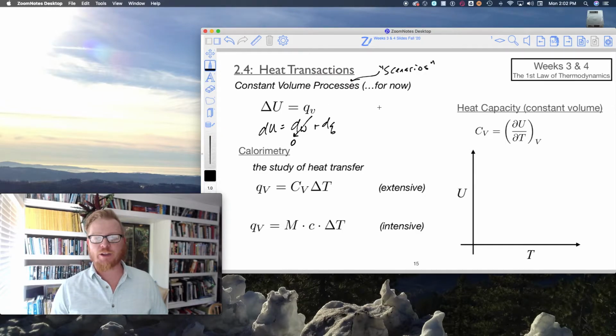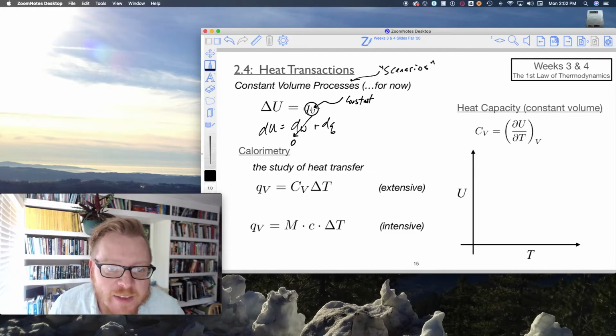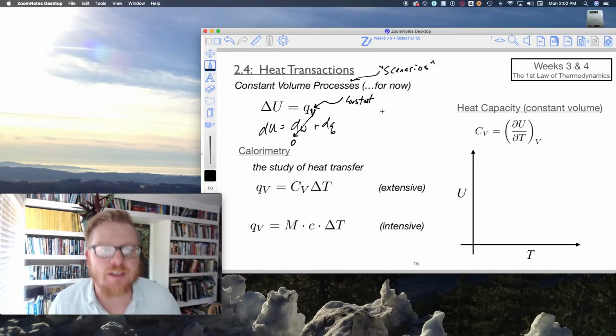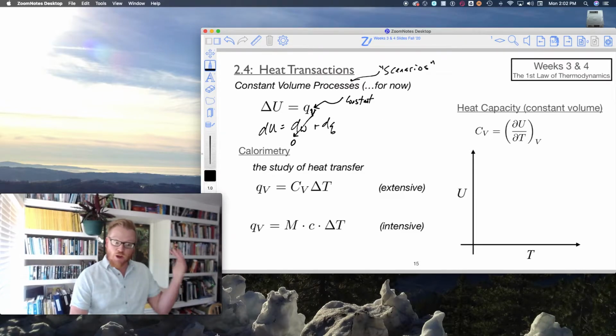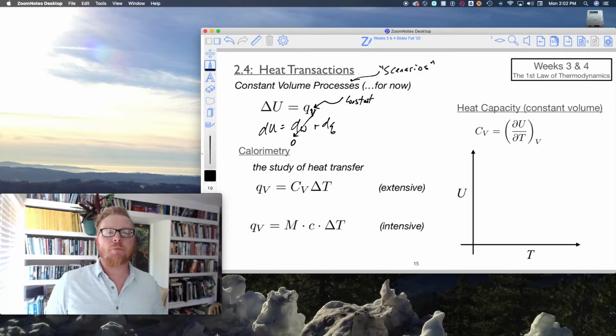Something I want you to get used to in this class: the subscript that we put down there denotes that something's being held constant. So when I put a V, and I meant that to be a capital V, as volume is a state function, that denotes that volume's constant. Let me write that down. When I write QV, that's heat at constant volume. The V indicates volume is constant.